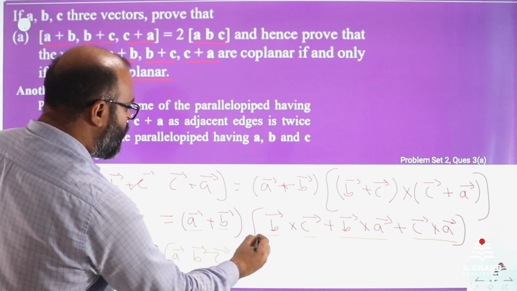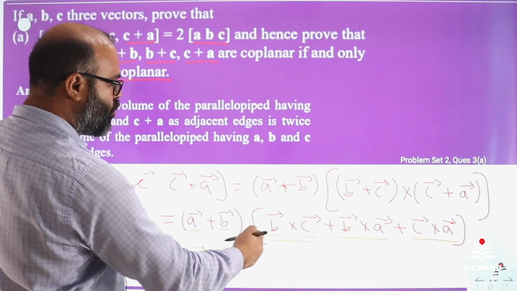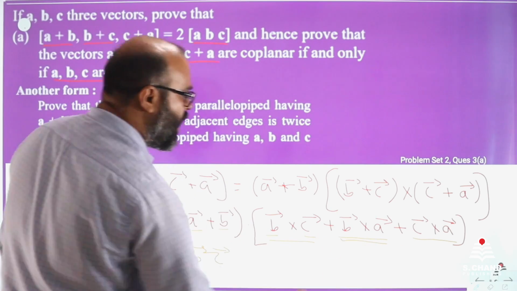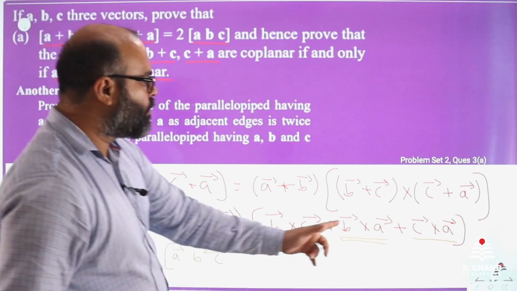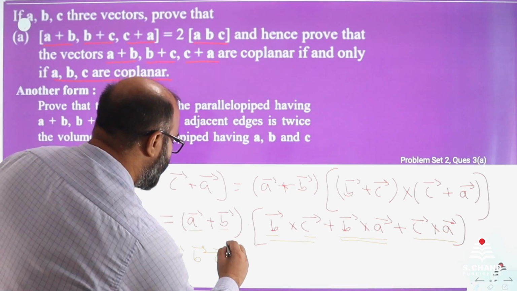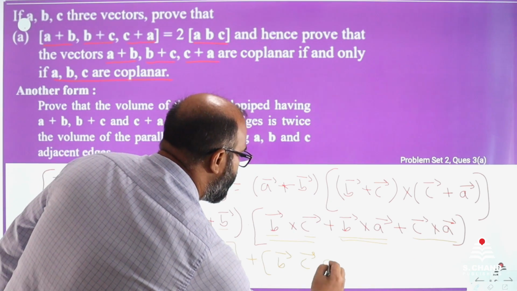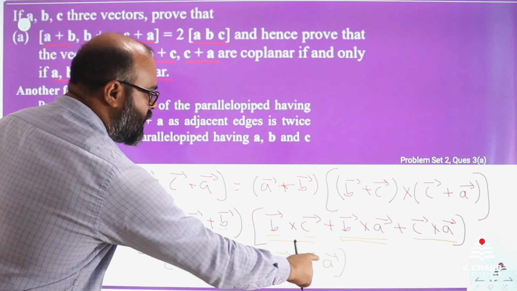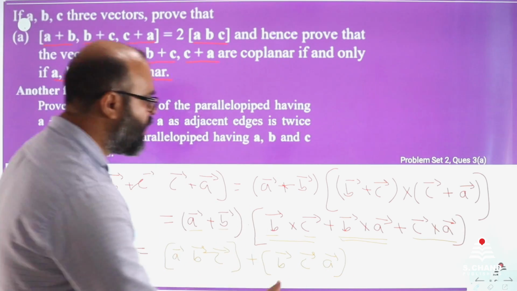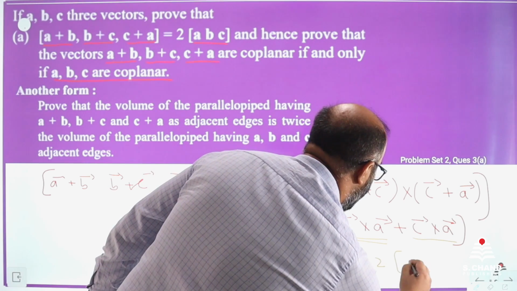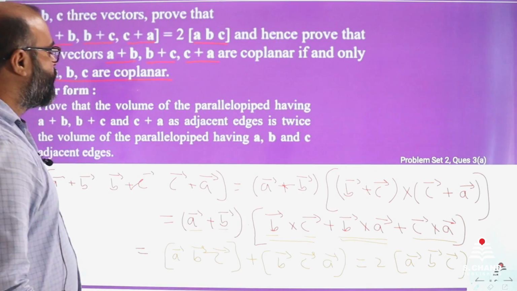Now B dot B cross C will also be 0, for the same reason, and B dot B cross A will also be 0. Then B, C, A. So the first one was ABC, next is BCA. As it is cyclic, BCA is the same as ABC. So ABC here also, ABC here also. So it is 2 times ABC. This is how we can prove it.